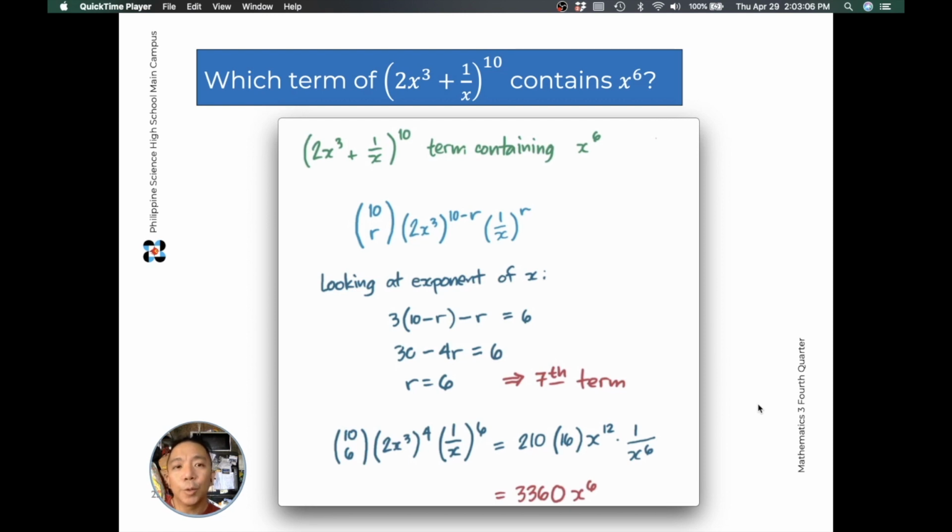So that ends our lesson on binomial expansion. You will likely encounter these topics in the future, but for this school year, this is our last topic.